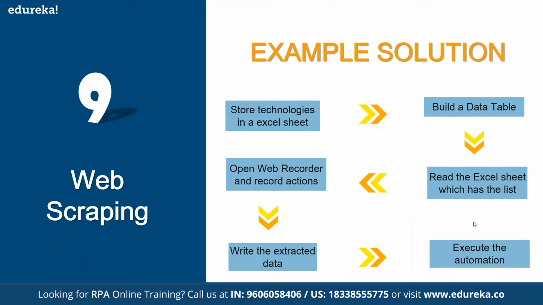You will read the whole list of technologies that you have. Then one after the other, taking an individual technology, your bot will go to the website. That's what it says, open web recorder, and that generally refers to the website. It will extract the data for that single technology and store it in an Excel or whatever application you have. For all the technologies listed in your Excel, it will extract the information for a given technology. Now, this is a web scraping project.